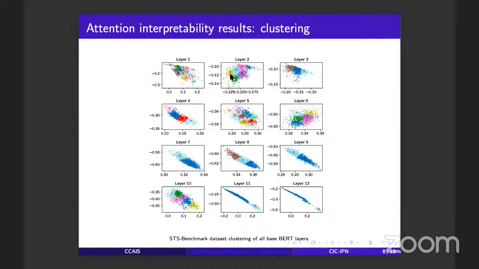Now, the results for attention interpretability. Here you can see the cluster for all the layers. You can see the first 6 layers. There is a lot of dispersion in the data, and in the last 6 layers, you can appreciate a better quality in the clusters.